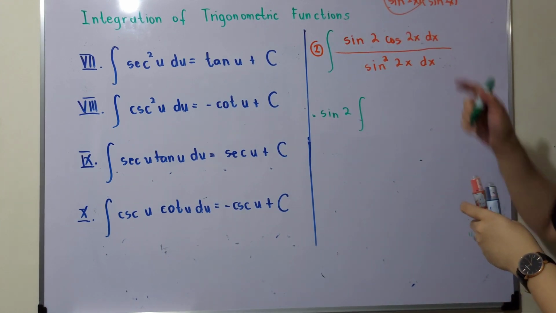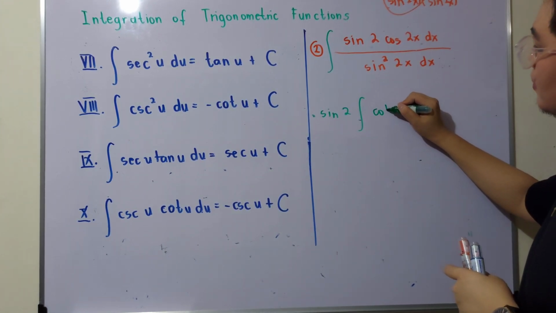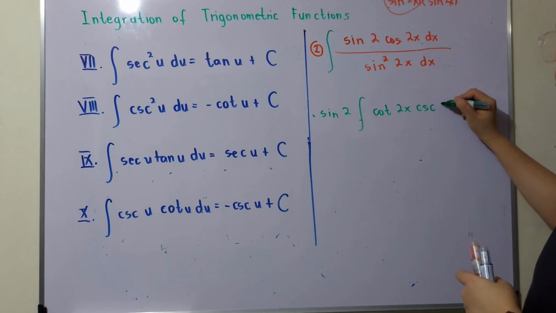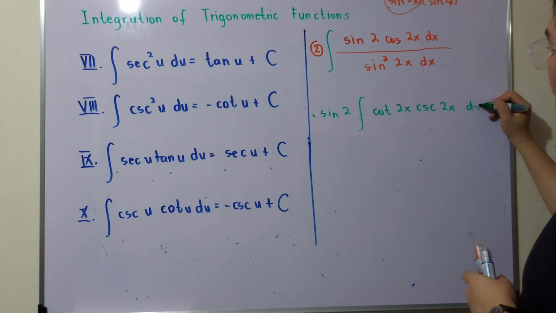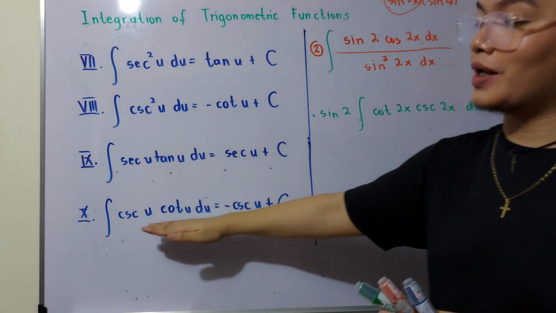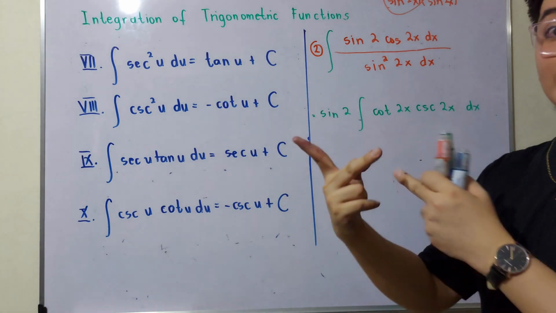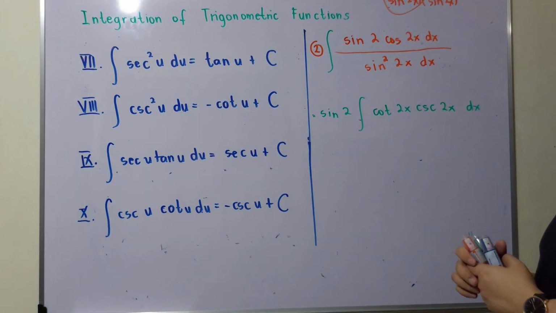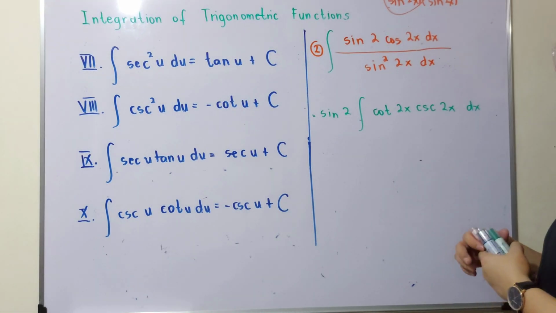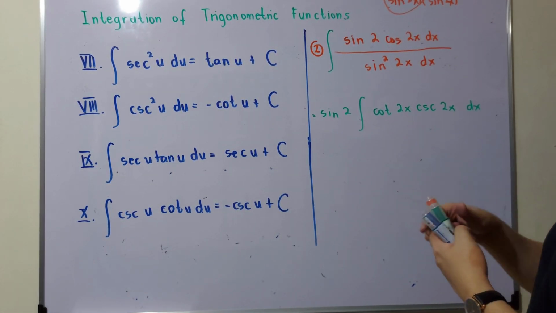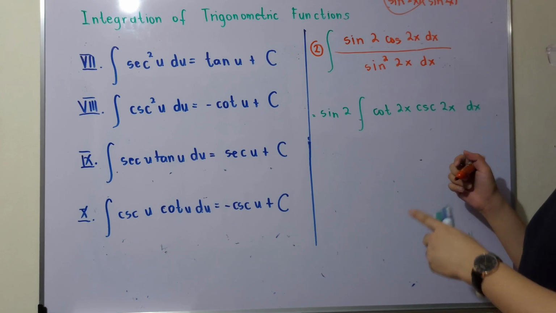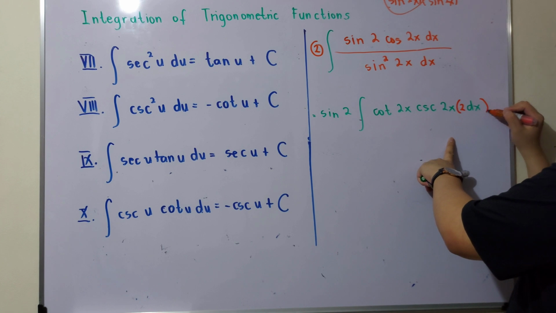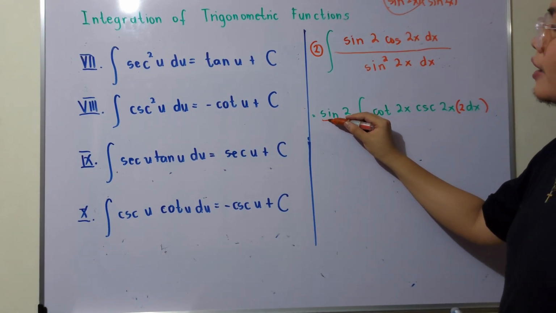Okay, so gagawin na natin cotangent 2x at saka cosecant 2x dx. So anong form yan? So itong form na to. Binaliktad lang. Parehas lang yun. So ito yon yung form number 10. Pero 2x yung ating u. So madali lang yan. Maglalagay lang tayo ng 2 dito. At the same time, mag-multiply tayo ng 1/2.